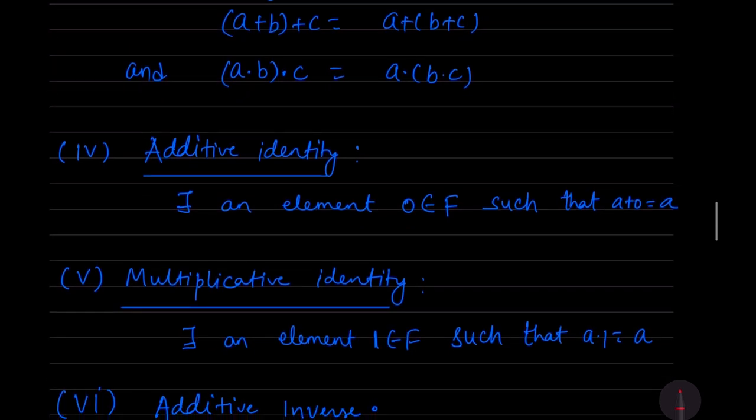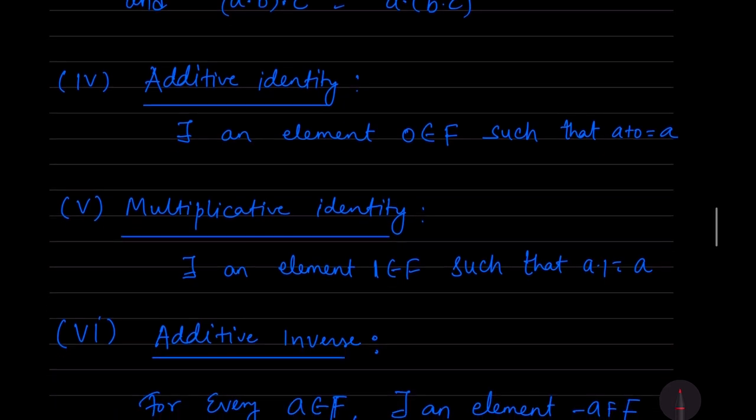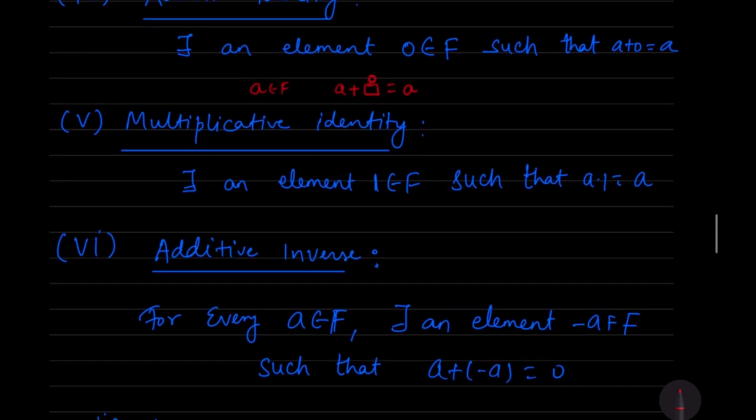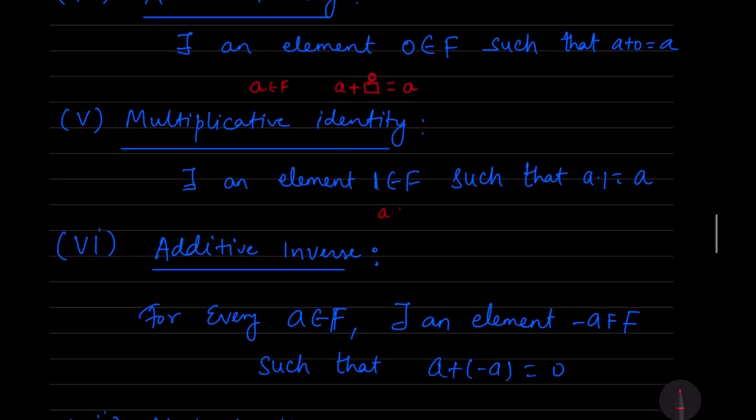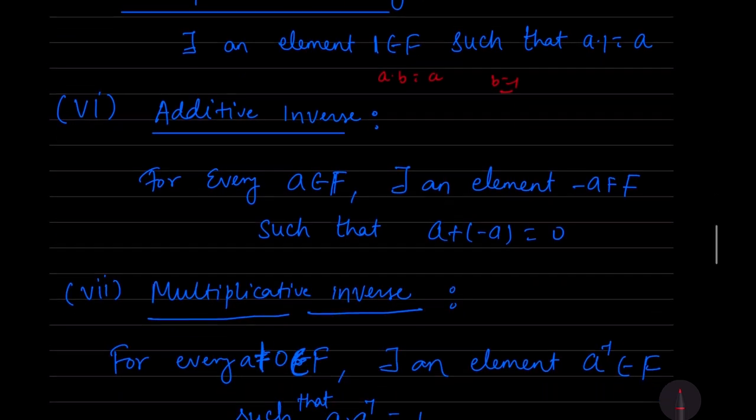Next is additive identity. Additive identity is like this: if we have an element A in the field F, and we add something to that element, we automatically get A. So we have to add 0, that will give A. So 0 is an identity element, the additive identity. Multiplicative identity means A dot B equals A. So what should B be? B is 1. So 1 is called the multiplicative identity.